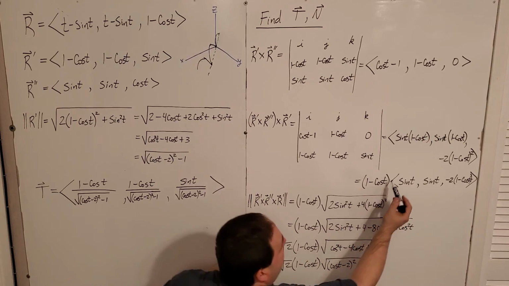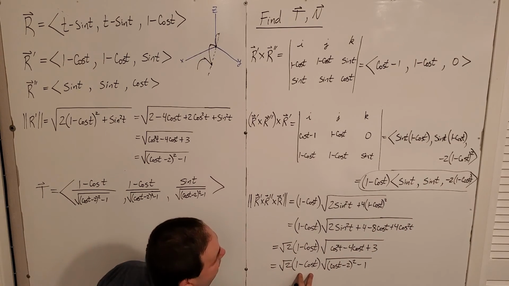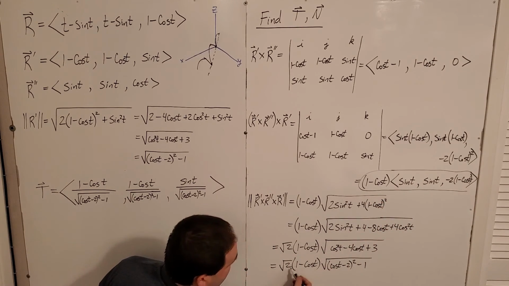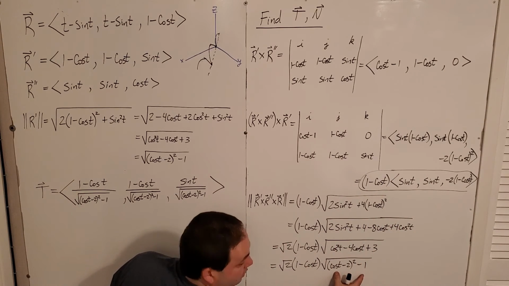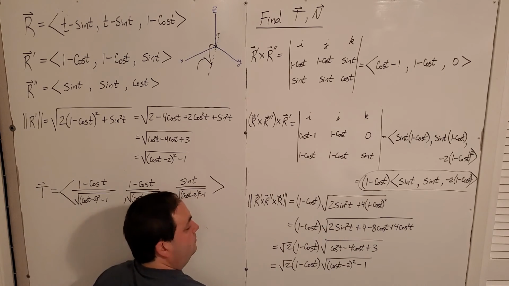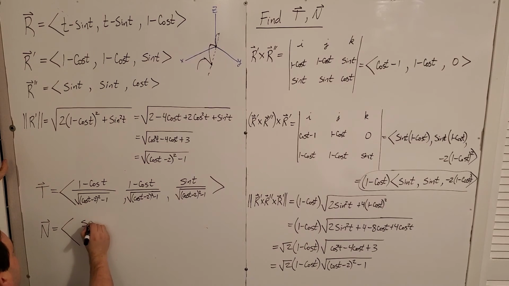So if I divide this vector by this length, notice the 1 minus cosine t's will wipe, and I'll just have all of that stuff over square root of 2 times this square root here. So my n vector is just sine t over square root of 2 square root of cosine t minus 2 all squared minus 1.